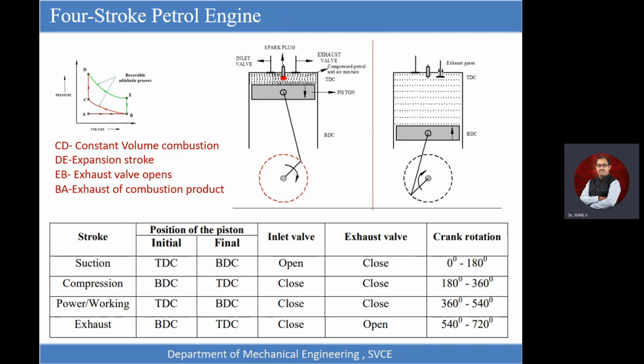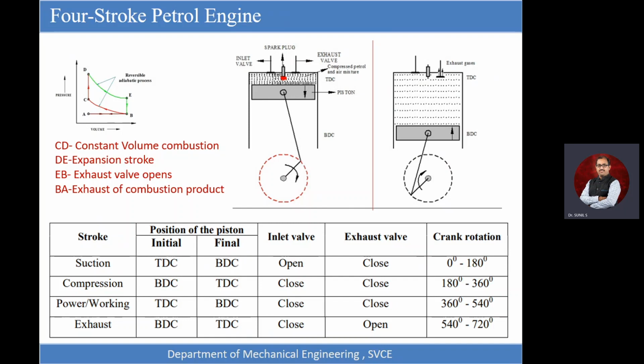Okay. And what happens in the last cycle? Once the combustion is complete, the piston will be pushed down. So at the end of this, whenever it reaches BDC, an exhaust valve, outlet tap will get opened, so that the exhaust gases will start moving out.